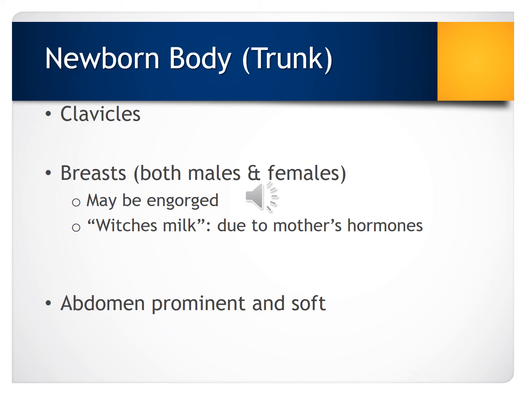So those are abnormalities that we would find if there is a fractured clavicle, which I'll talk about in another module. Again, checking the breast, feeling the areola for breast nodules. Both males and females may have what we call witch's milk, where there's a little bit of white discharge, and that's due to some of the estrogen crossing the placenta and remaining in the fetal circulation and now newborn circulation. And so there may be a little bit of discharge. All right.